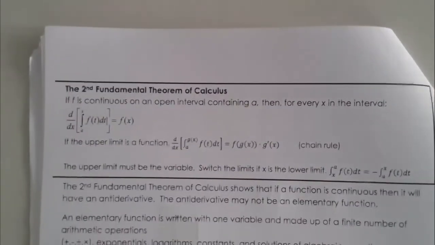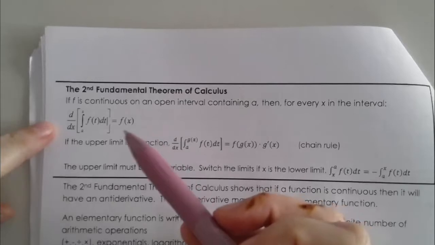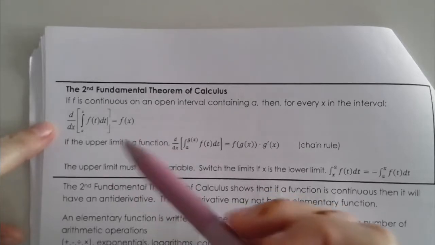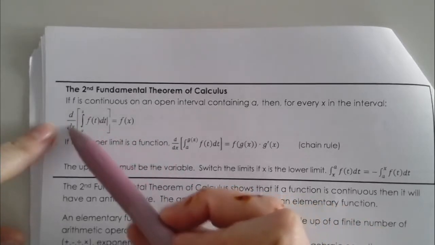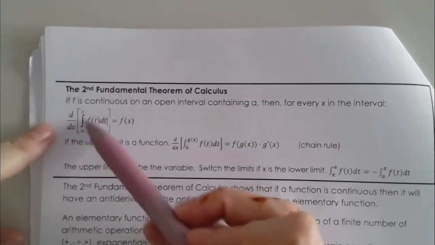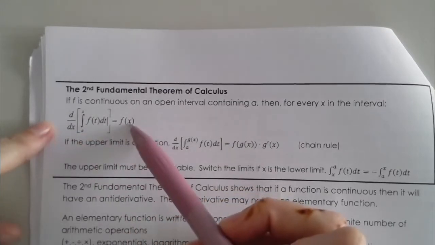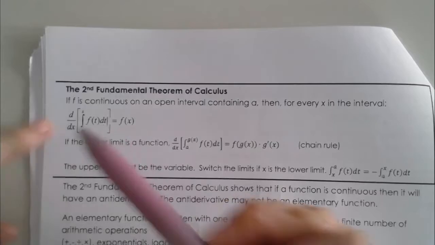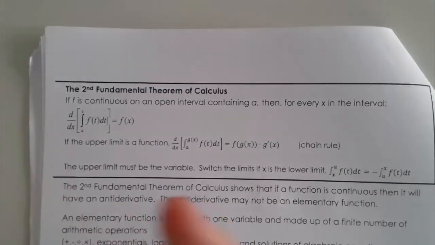Okay guys, let's look at the second fundamental theorem of calculus. What the second fundamental theorem of calculus tells us is basically that a continuous function is going to have an antiderivative. So if you look at the notation, notice that this is the derivative of an integral equals the function. Well, derivative and integrals are opposites of each other. Derivative and antiderivative, those are opposites.